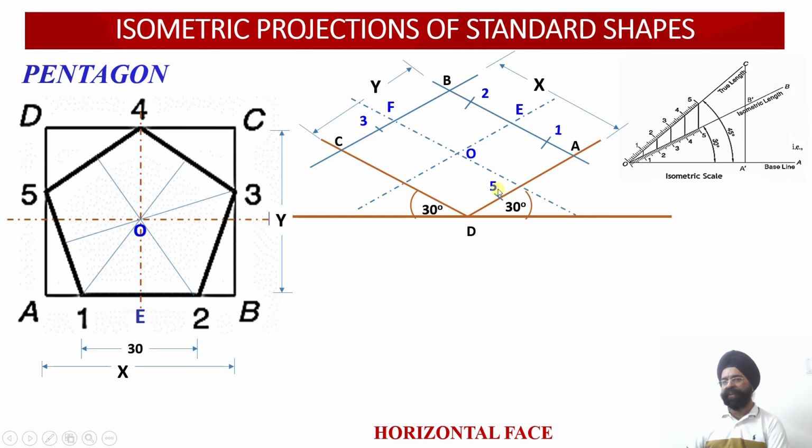This gives me point 5. And finally, from C, as you move towards D, mark this length C4 over here, C to 4. So this gives me my point number 4. So all the 5 points, check, have been located. Now once I join them, I am going to get the construction of a pentagon surface in the horizontal face.